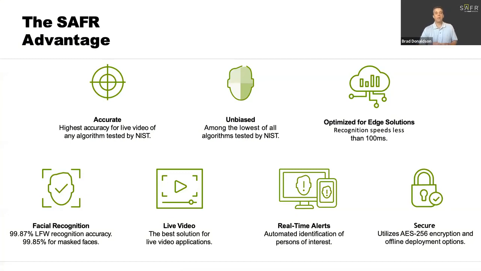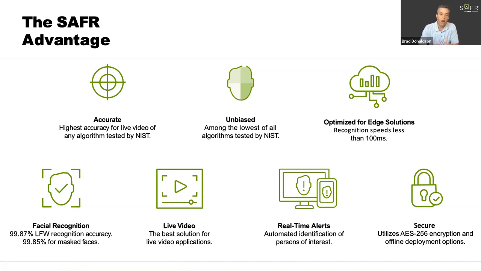So let's talk a little bit about some of the advantages that SAFR has in general with our algorithms. SAFR has developed our own unique set of algorithms around facial recognition, and this is 5 years in the making. We don't license our algorithms from anybody. It's all homegrown in-house. And because of that, we can do things that are unique and different than what the competitors do.